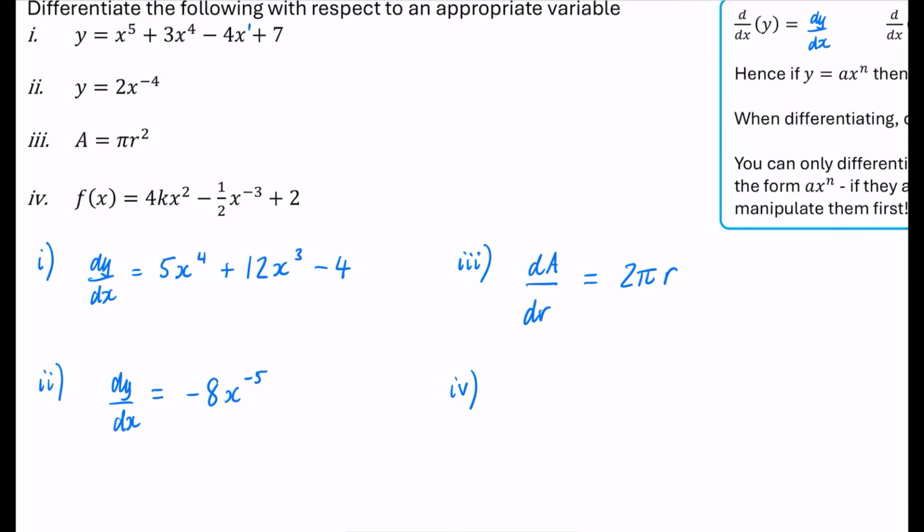Okay, and then our fourth one that we've got here, we have f of x is equal to 4kx squared minus a half x to the minus 3 plus 2. Now we know to differentiate f of x, it's going to become f dash x, and k in this particular question is obviously going to just be treated as a constant. It would probably say in the question that k is a constant, but we're going to just leave it. So I'll pull that power down, so instead of it being 4k, it's going to become 8k, and I'm going to reduce that power of x from a 2 to a 1. And then here I've got the minus a half multiplied by minus 3, which is going to become a plus 3 over 2, and I'm going to reduce that from a minus 3 to a minus 4. And obviously that plus 2 is just going to completely disappear when it's differentiated.